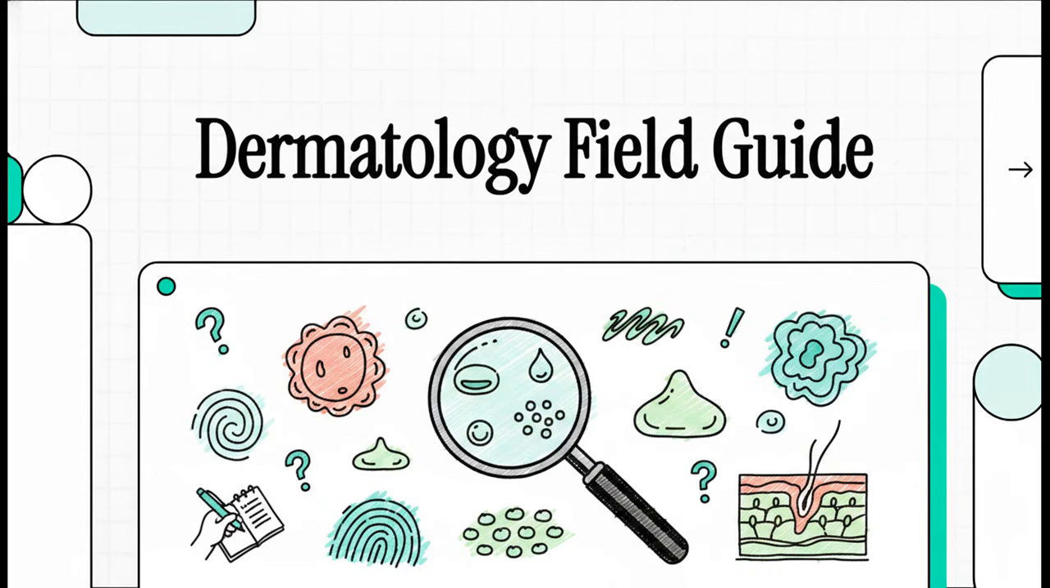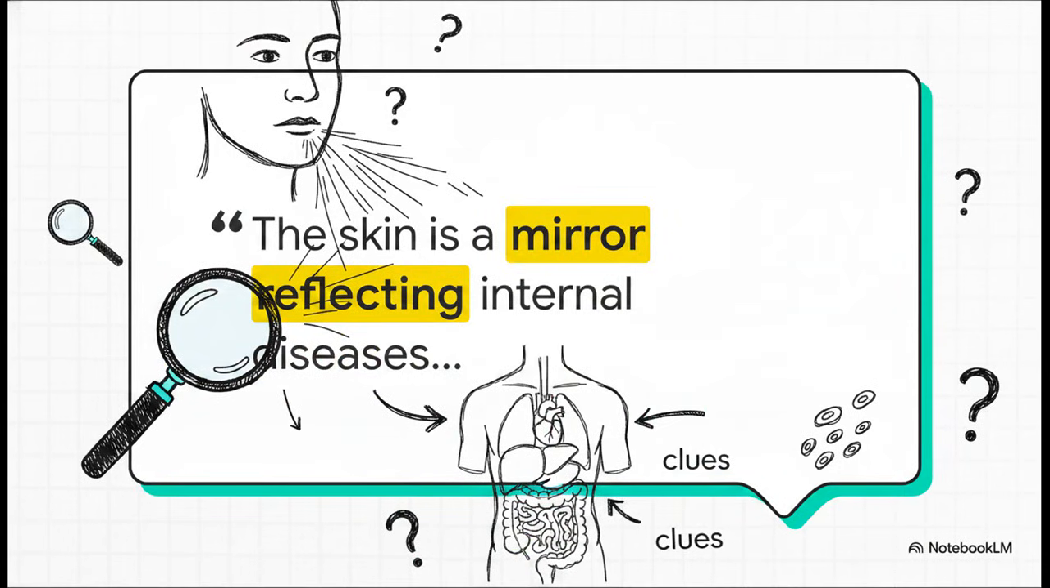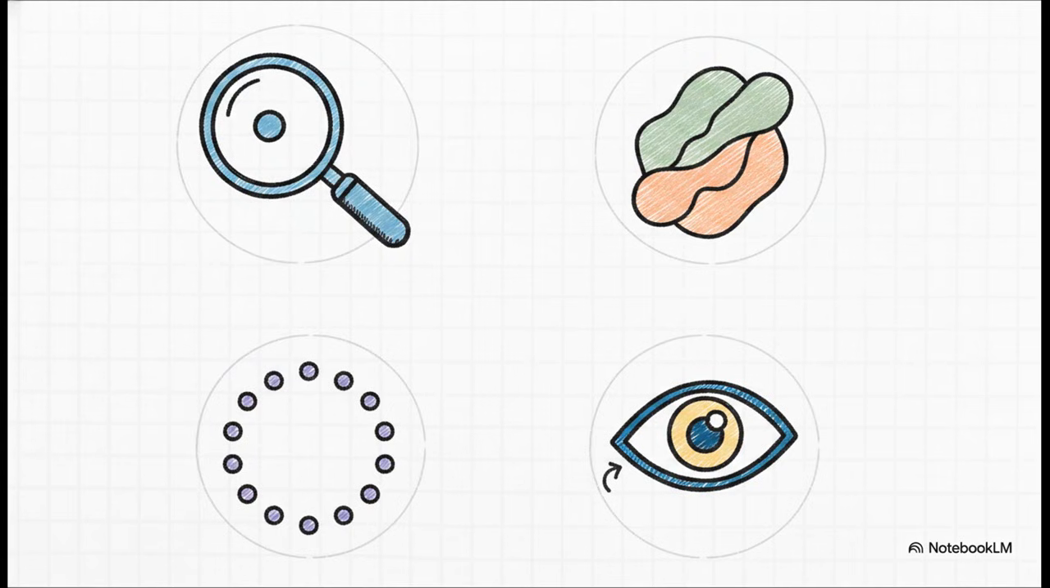Welcome to this explainer. We're acting as medical detectives today, using this field guide to decode your skin. Why? Because your skin is literally a mirror reflecting internal diseases. We just got to read the clues. Here's the agenda. Primary initial clues, the secondary aftermath, spatial patterns, and physical signs.